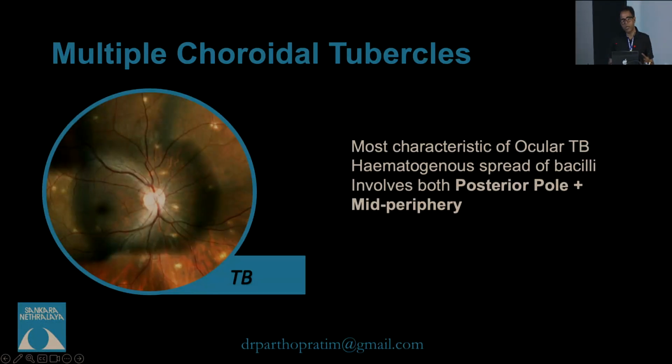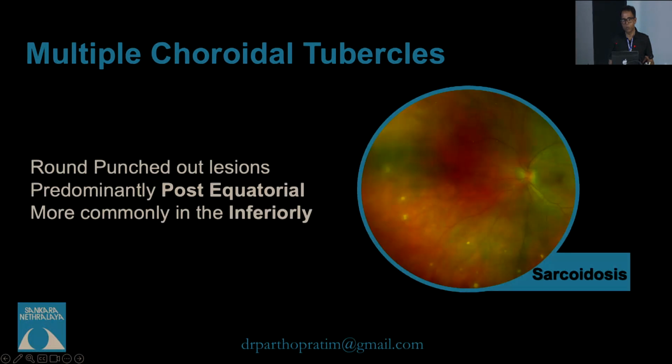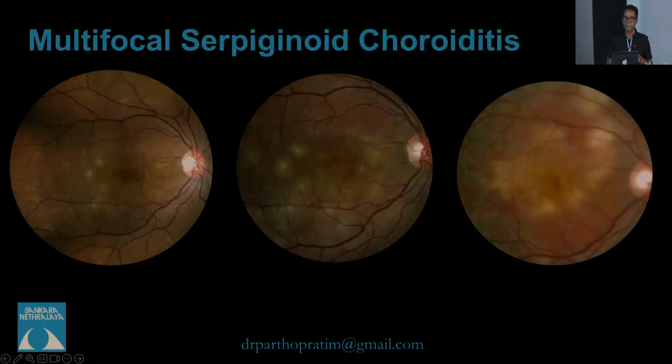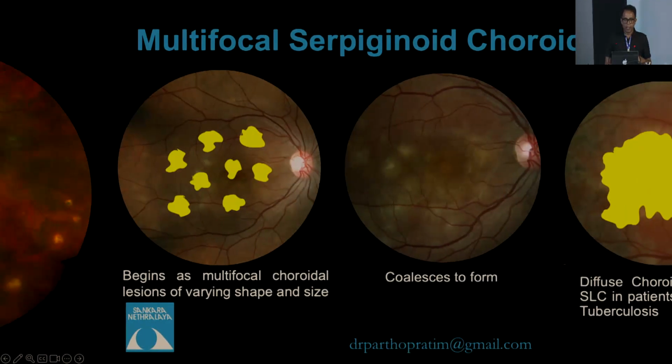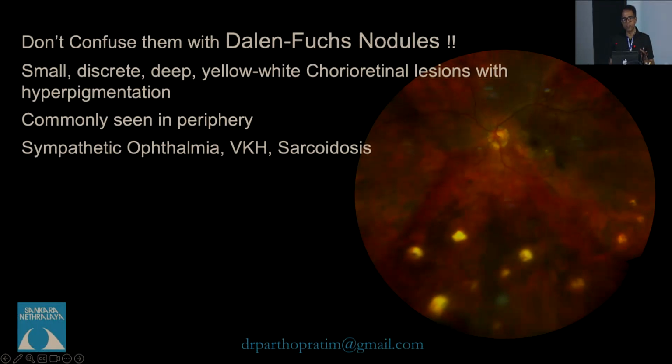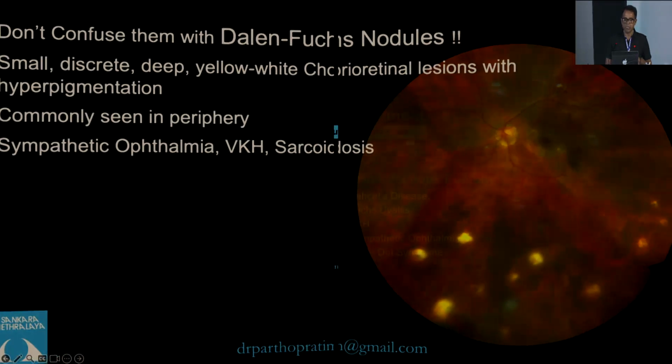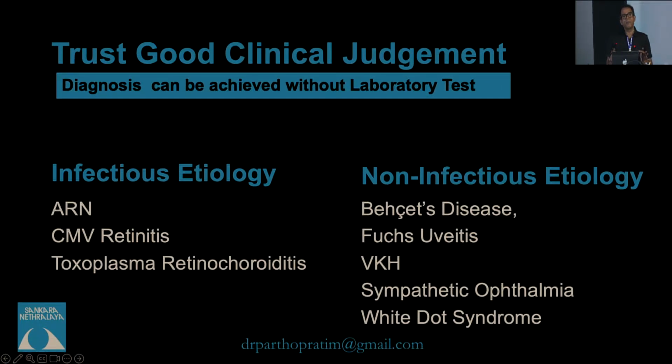Then multiple choroidal tubercles you can see in conditions like tuberculosis and sarcoidosis. And then Dalen-Fuchs nodules, you have to see there may be various nodules in the periphery of the fundus. And always remember, when you think about laboratory investigation, there are certain conditions where there is no need to order any investigations. Without laboratory investigation, you can diagnose. One is infectious etiology like acute retinal necrosis, CMV and toxoplasma. You see the clinical phenotype of the lesions and you can make a diagnosis.